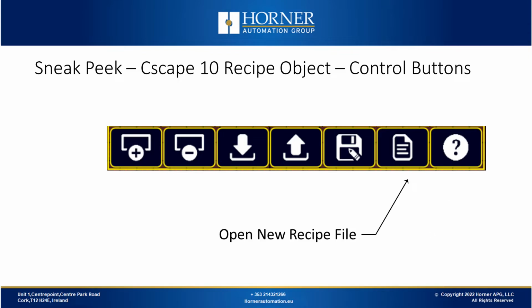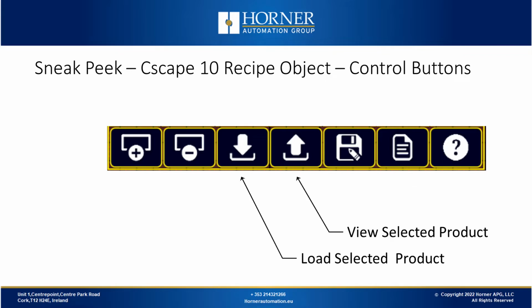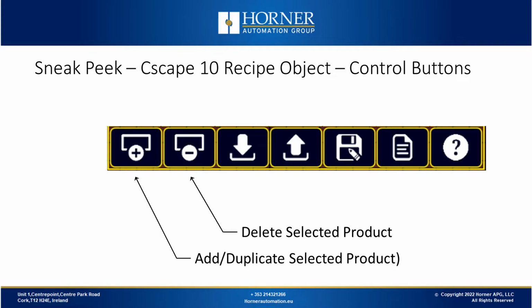Next, you have the button to open a new recipe file. That's probably the button that would be most likely to be omitted. Keep in mind, when you configure the recipe object, you can omit any of these buttons that you don't want. Next, we have the Load Selected Product button, represented by the down arrow icon, and you use this to load the recipe for a new product. If you just want to view a particular product, then we also have the View Selected Product button. We also have the Add/Duplicate Selected Product button for adding more products. Then we also have the Delete Selected Product button.